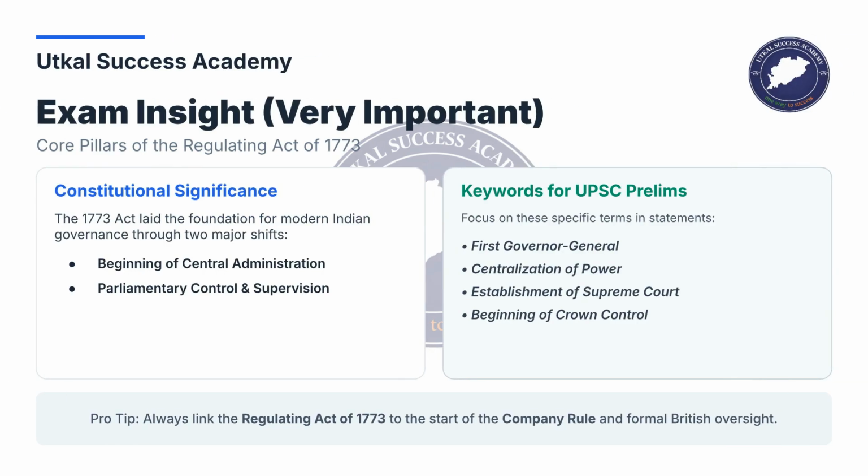For exam purposes, remember the core pillars of the 1773 Act: the beginning of central administration, parliamentary control, the first Governor-General, centralization of power, and the establishment of the Supreme Court. Always link this act to the start of the Company Rule and formal British oversight.